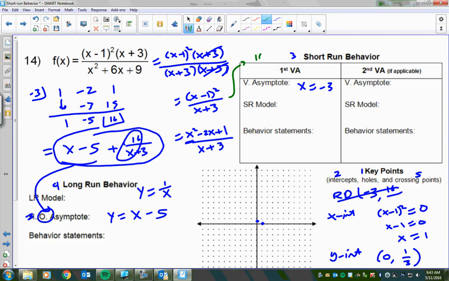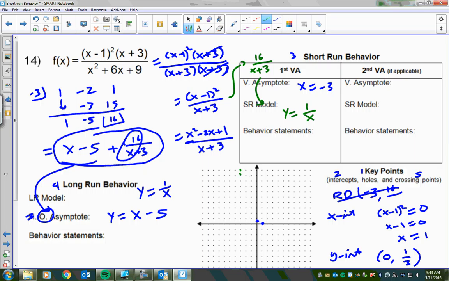Once again, read step 3 in your notes, but you plug in that value where the vertical asymptote is, the value that's undefined. You plug it in every part of your function except in that part where it's going to make it undefined. And then this is positive 1 over x for your model.